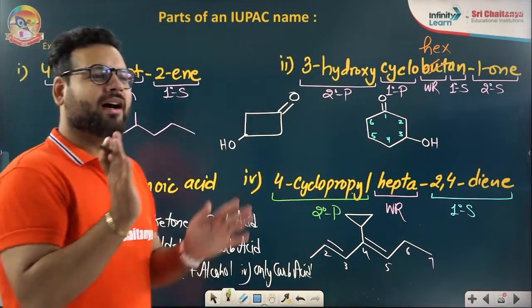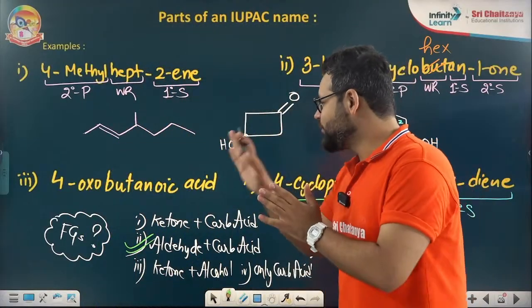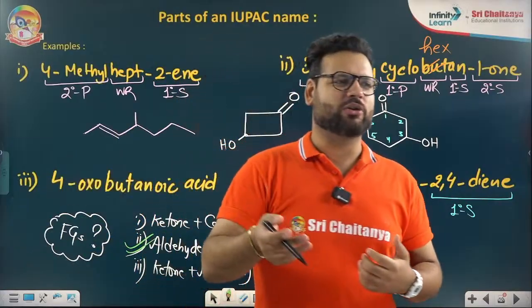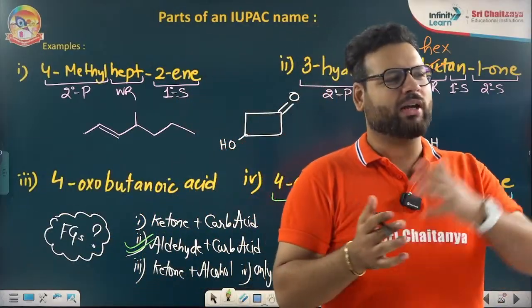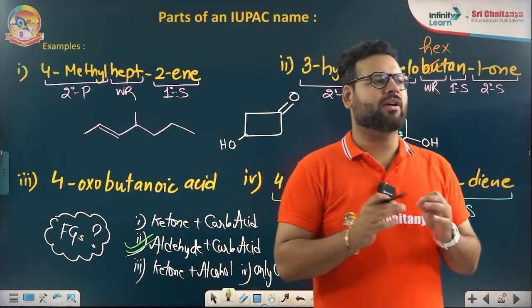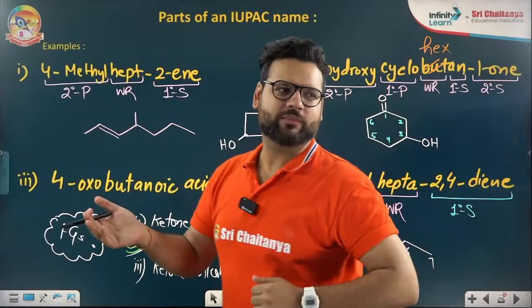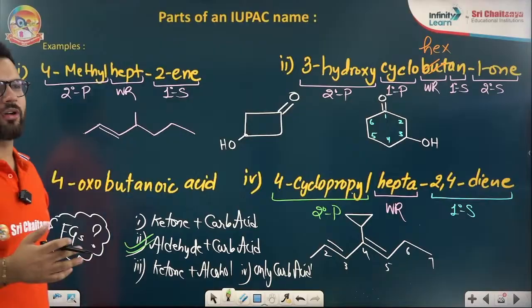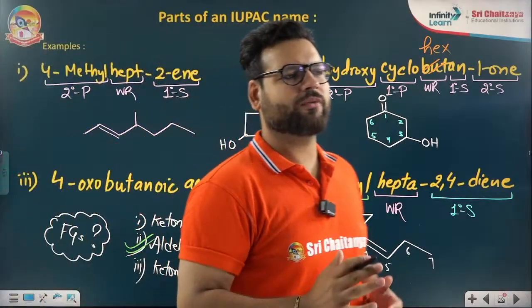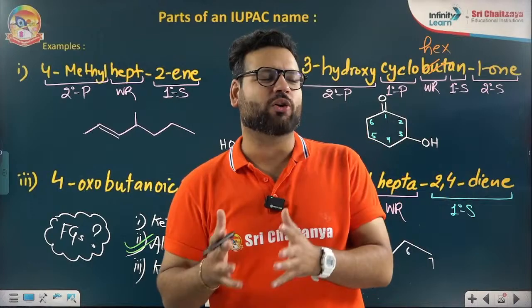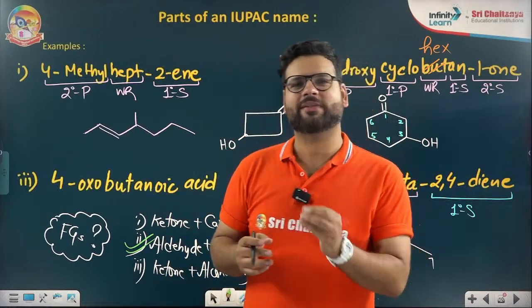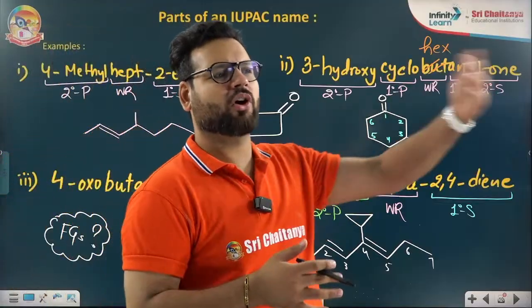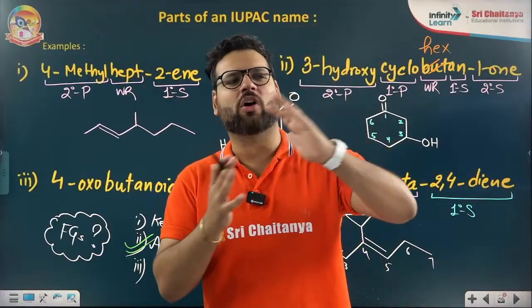First draw it, no beta. It's a butanoic acid, 4 carbons are there. On the 4th number, I have put an oxo. Can a ketone come on the corner? Ketone can never come on the corner, no beta. Aldehyde will come on the corner. Ketone and aldehyde both have the same prefix, oxo. You have to draw and check whether it is coming in the middle or on the corner. Whenever oxo is on the corner, it will be aldehyde.